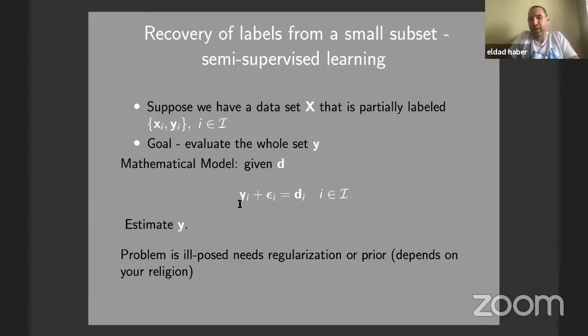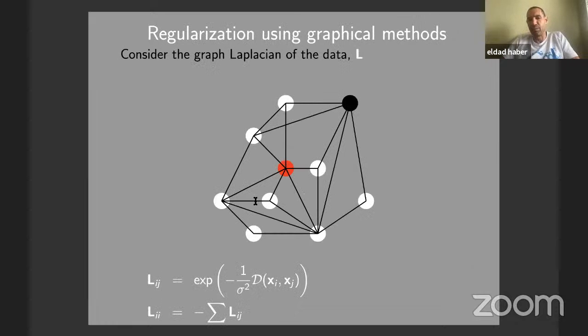Now, I want to estimate the whole y, given the fact that I measured y in a subset. Of course, the problem is ill-posed. I have data that I did not sample, so I have to make some assumptions, and the assumption will determine how I estimate the rest of it. Here's the assumption we make. We're going to have a graph that represents the data, and you can think about it as having links between them.